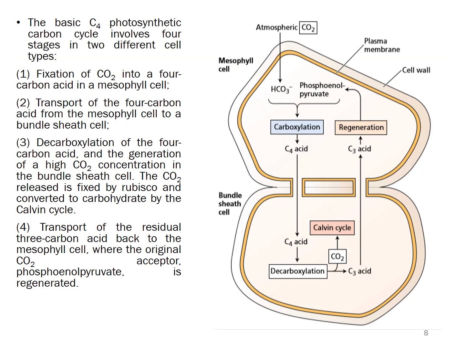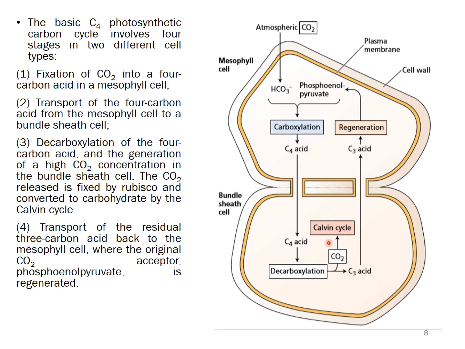Here is the basic C4 photosynthetic carbon cycle. It involves four stages in two different cell types, mesophyll cells and bundle sheath cells. These two passages show the plasmodesmatal connection between these two cells. In step 1, the atmospheric carbon dioxide is fixed in mesophyll cells into a 4-carbon compound. In step 2, this 4-carbon compound gets transported from the mesophyll cells to the bundle sheath cells, and in the bundle sheath cells, it gets decarboxylated and releases the carbon dioxide, which is utilized to operate the Calvin cycle in the bundle sheath cell. So the Calvin cycle does not operate in mesophyll cells, it operates in the bundle sheath cell.